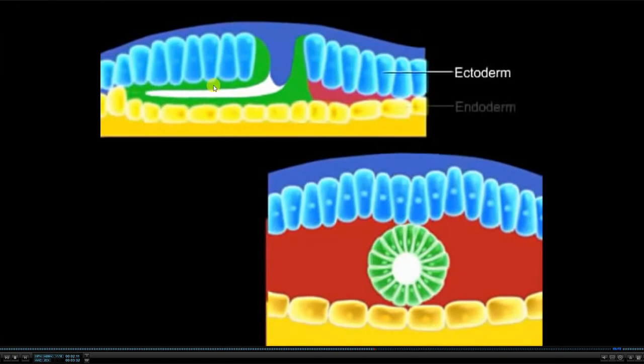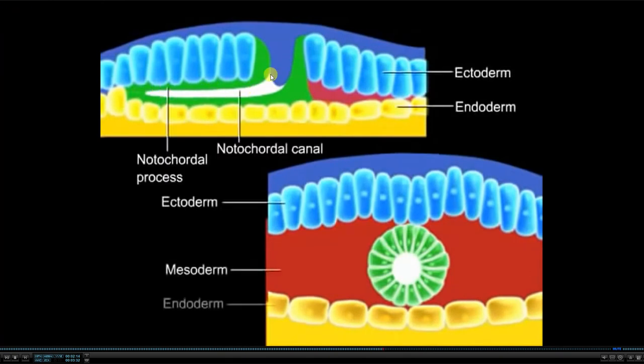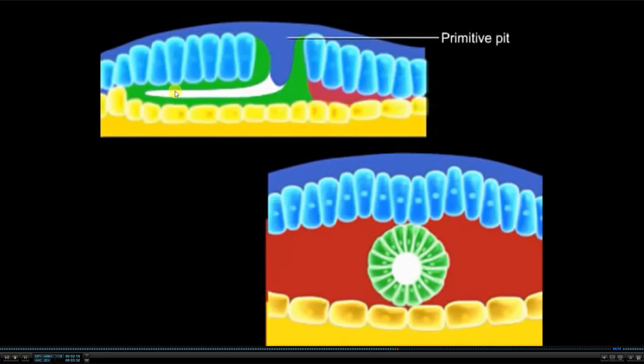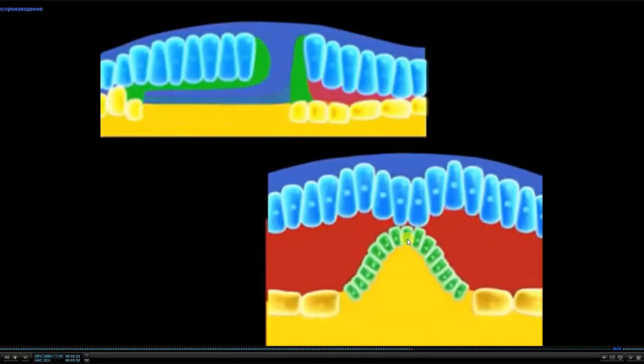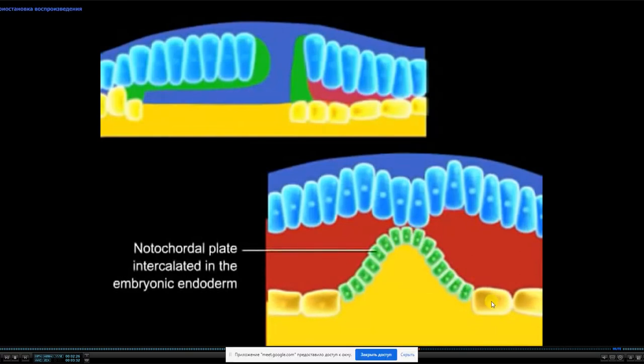Here you see the notochord is an empty hollow organ, and here it has the notochordal canal, and it almost reaches the oropharyngeal membrane, and it has direct connection to the amniotic cavity. Here, the bluish part is the amniotic cavity, here the yolk sac. Now a process happens whose reason we don't fully understand, but let's discuss it. This tube is fusing with endoderm, the notochordal plate intercalated in the embryonic endoderm, so it just fuses with it.